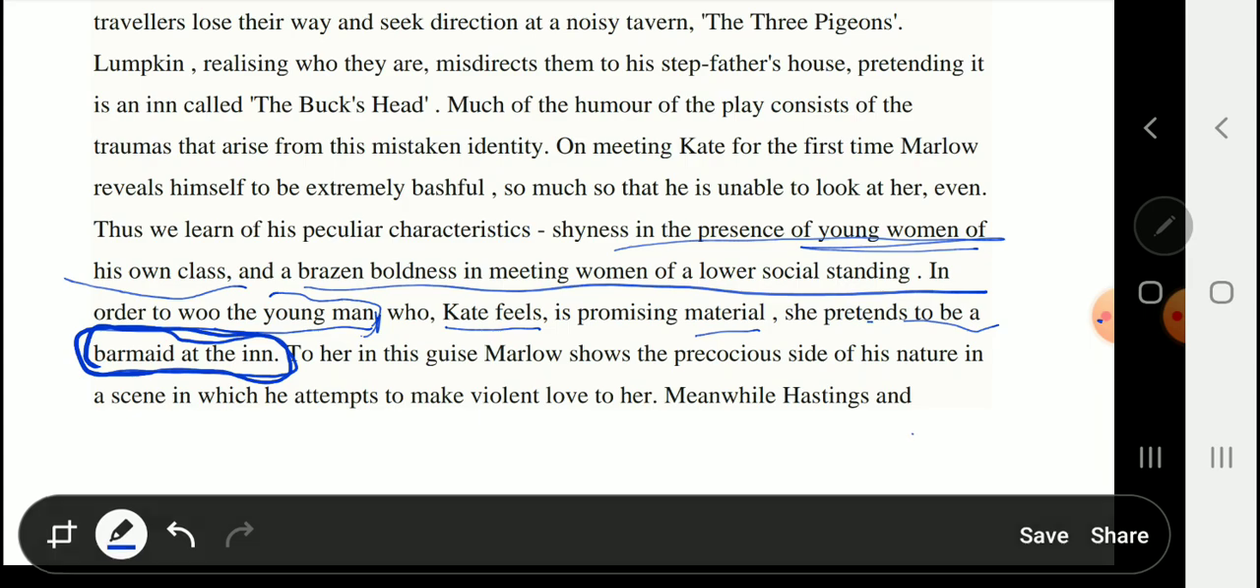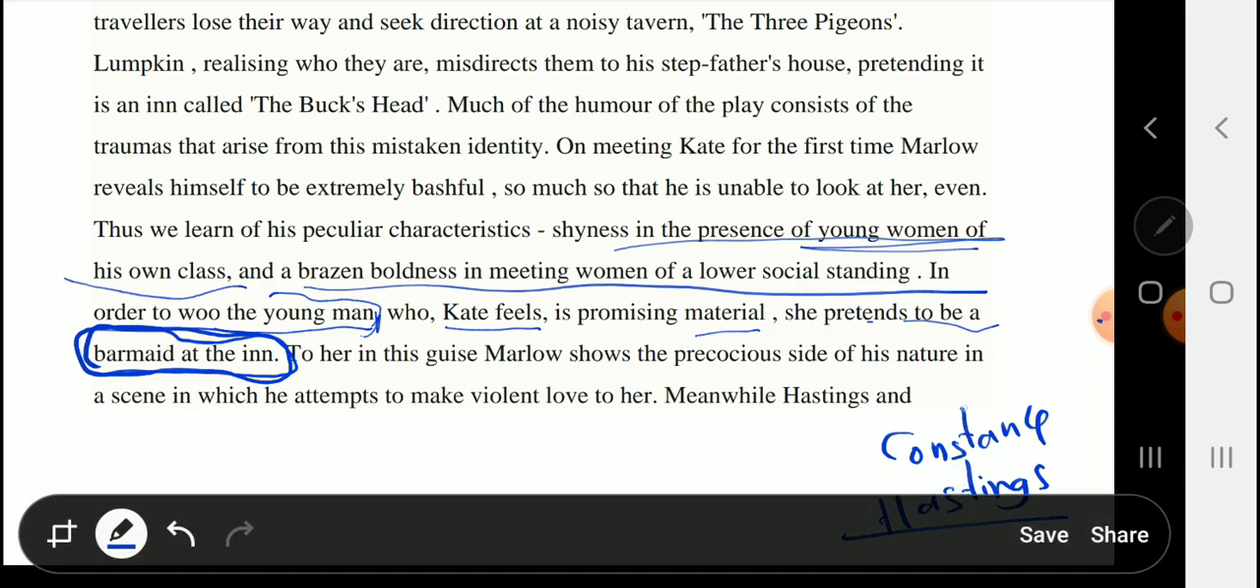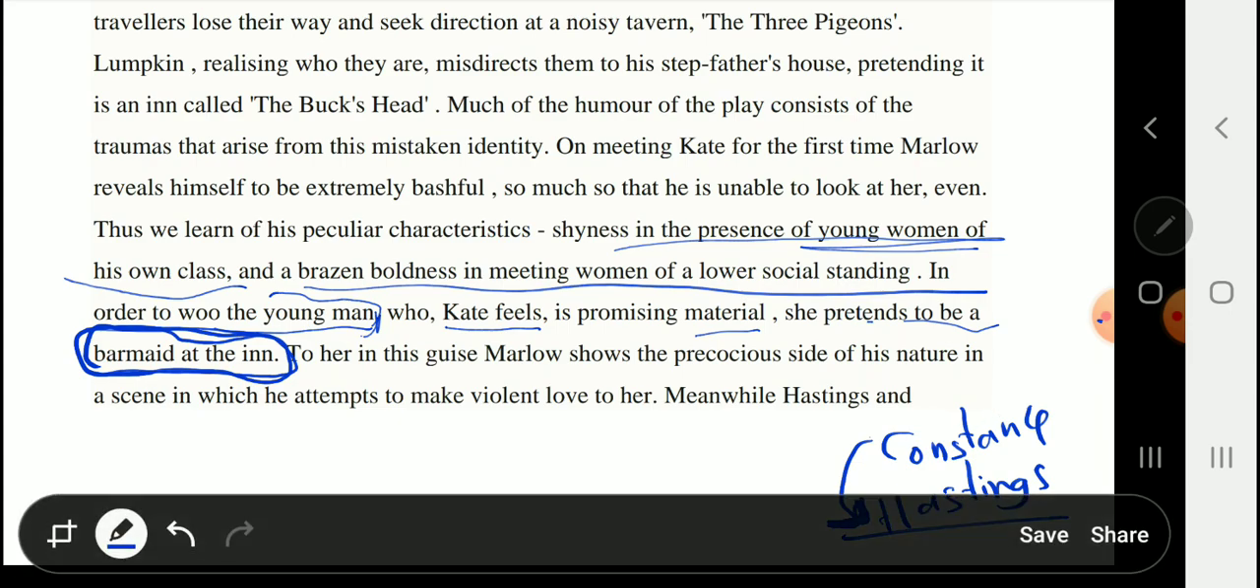On the other hand, we have Constance and Hastings. Both Constance and Hastings met each other, and Constance told Hastings that Marlowe made a mistake. This is not an inn. This is Mr. Hardcastle's house.